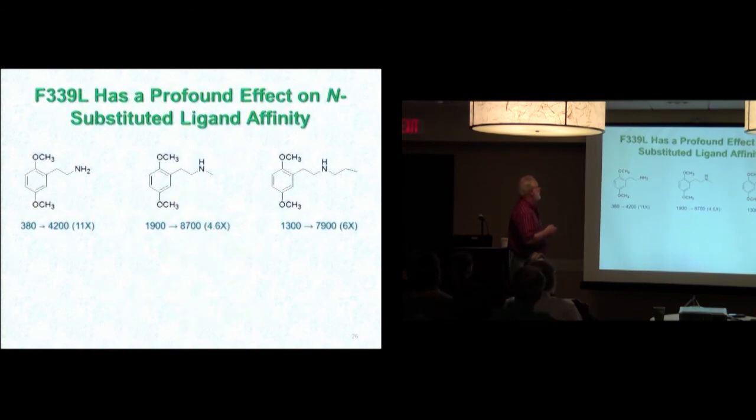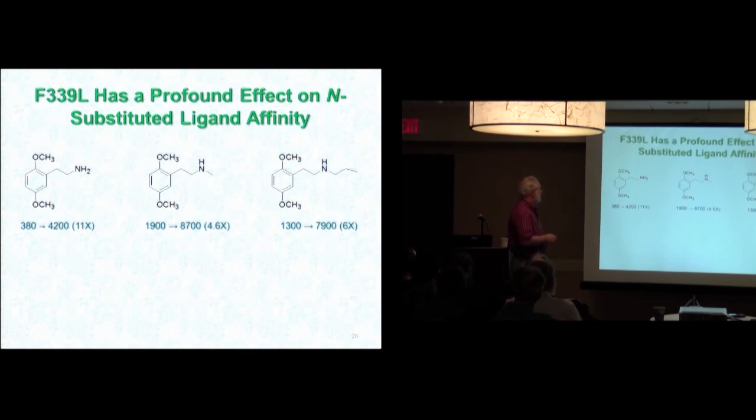Looking at when we mutated the phenylalanine to a leucine: phenylalanine is an aromatic ring, leucine is an aliphatic chain. So you lose the aromatic character, you lose the pi stacking, although in terms of hydrophobicity, the leucine is similar to the phenylalanine. Receptors express well, they behave pretty normally. And so then we went back and checked all these in the mutant receptor. In the mutant receptor, our affinity dropped off by about 10-fold, 11-fold.